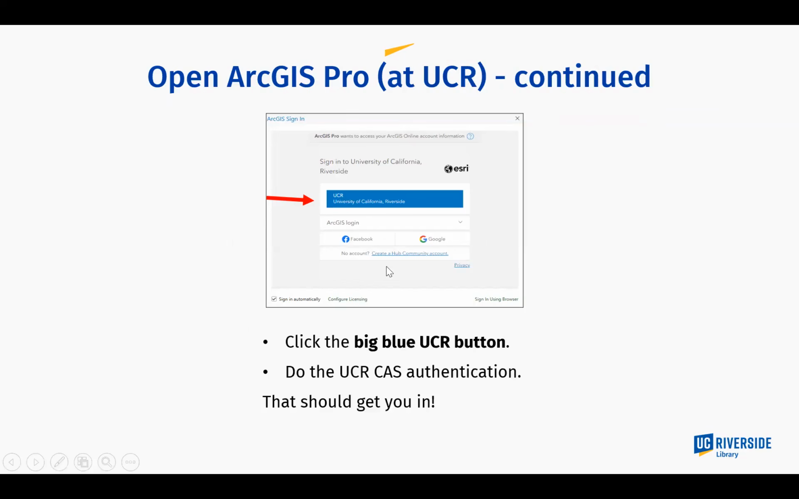Then you get to push the big blue UCR button. After that, you do the net ID and password step where you authenticate as being an affiliate of UCR. And finally, that gets you into ArcGIS Pro.